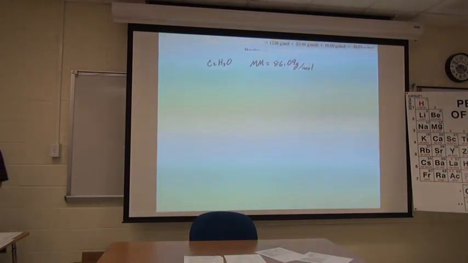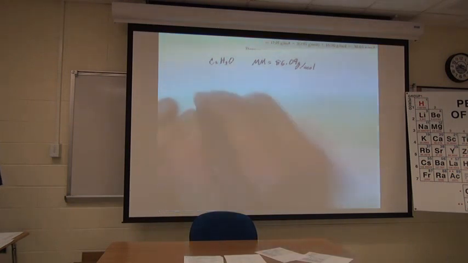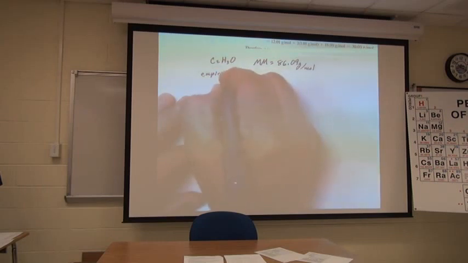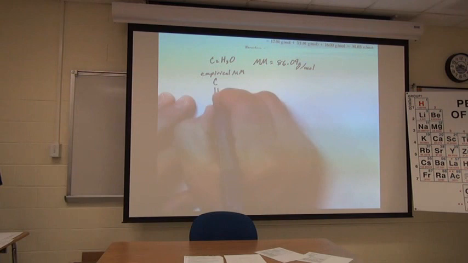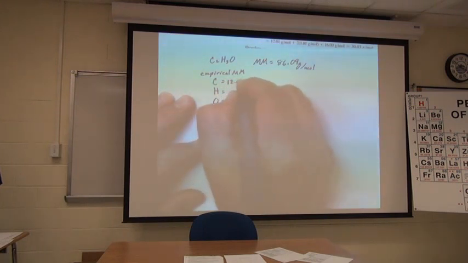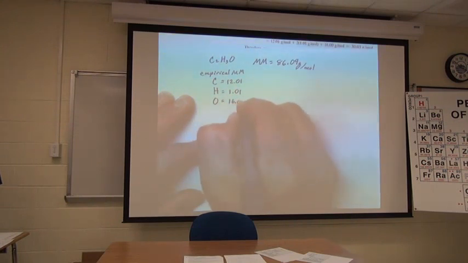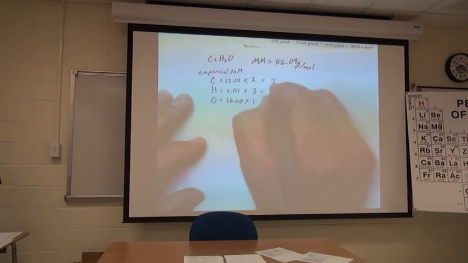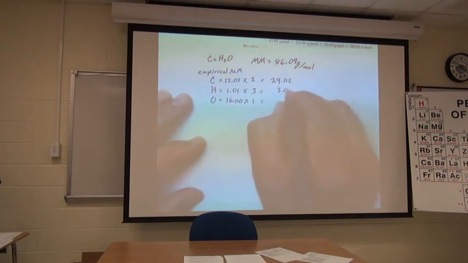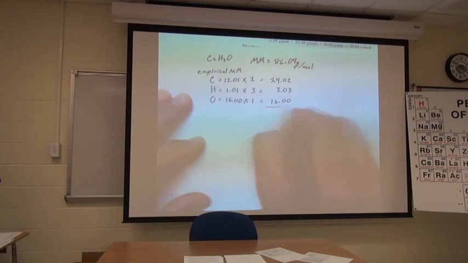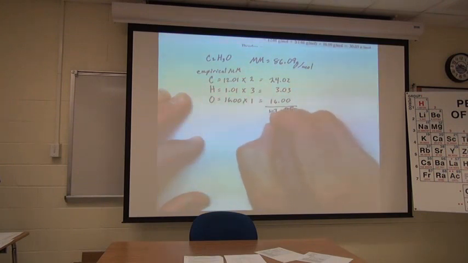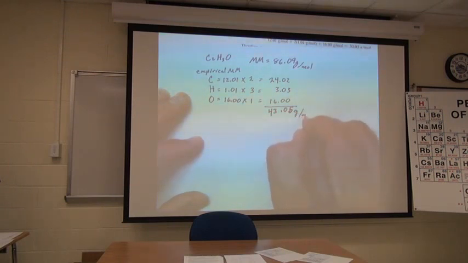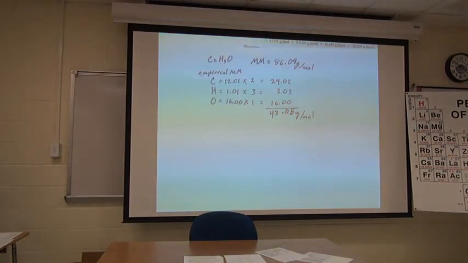Okay. So what do we do with that? Well, I'm going to show you. First, you get the empirical molar mass. And you do that by saying carbon, hydrogen, oxygen: 12.01, 1.01, 16.00, times 2, 3, 1. So it's 43.05.